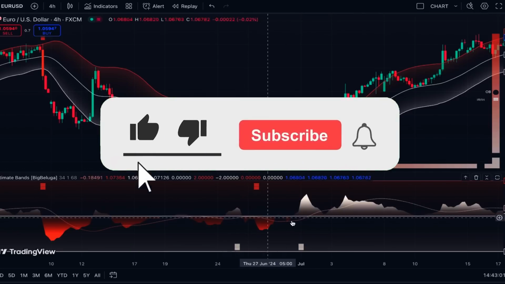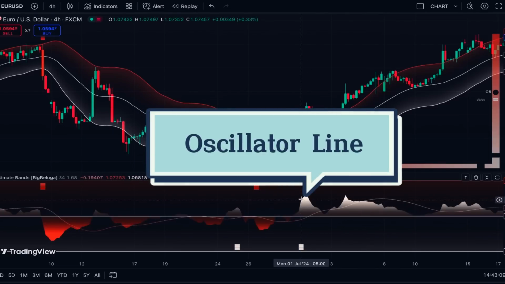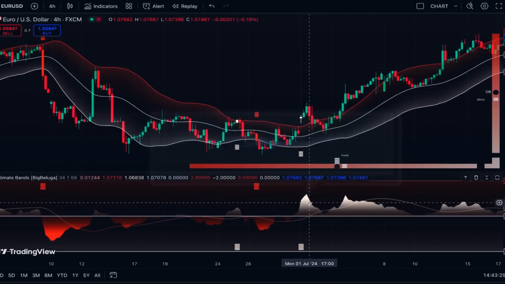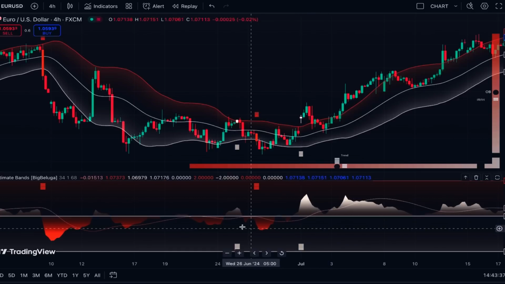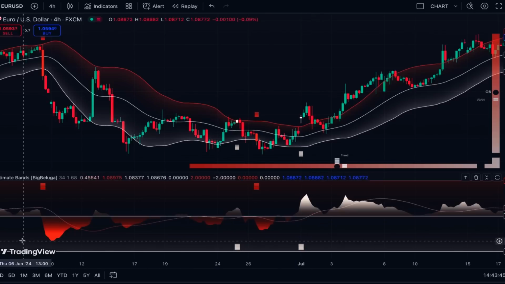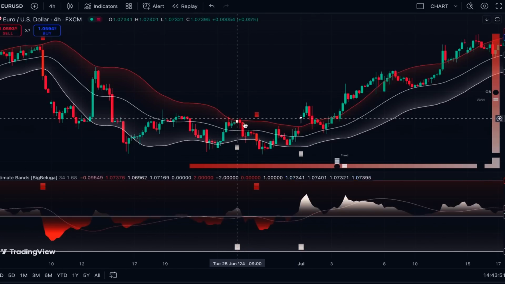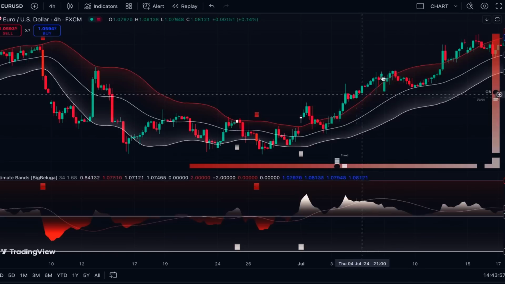Alright, let's go to the oscillator part, which we have here below the chart. Here we have the oscillator line, which is derived from the price position relative to the bands. As you can see, it is oscillating above and below the center line, which is set at 0. When it is below the center line, it shows greater downside momentum, and when it is above the center line, it shows greater upside momentum.